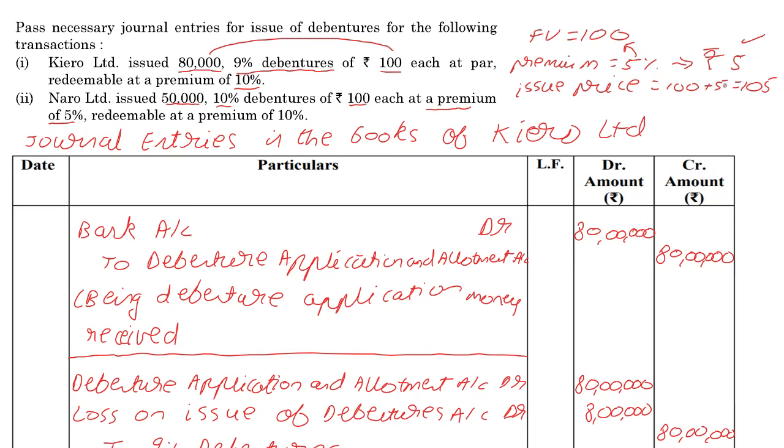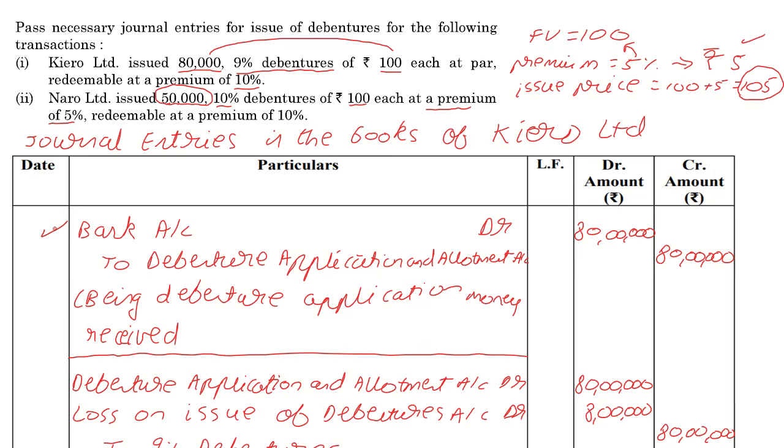Why is this important? Because the money that we're going to get is going to be the 105 I've calculated here into the 50,000 that we have over here. Now I'm going to go ahead and pass the first journal entry, which is very similar to what we have done here. It will be bank account debit to debenture application and allotment account only.